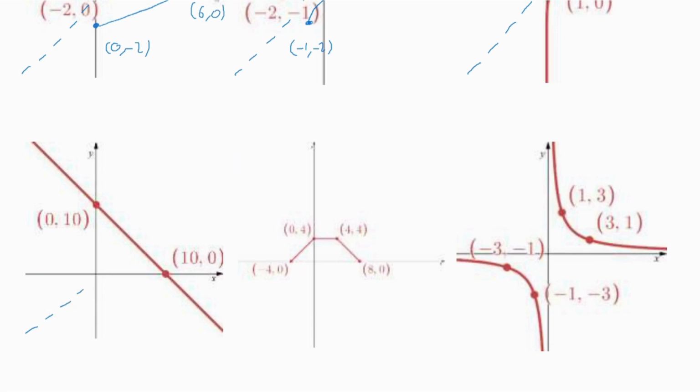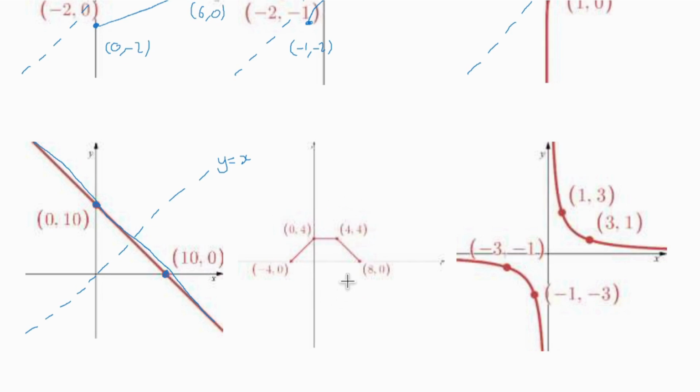Drawing our line y equals x, we see that 0, 10 becomes 10, 0, and 10, 0 becomes 0, 10. So this graph, when we take the inverse of it, is actually the same as the original graph. This is a self-inverse function. The inverse is equal to the original function.